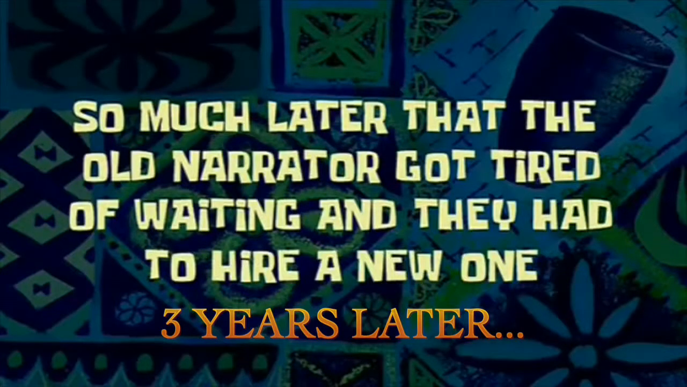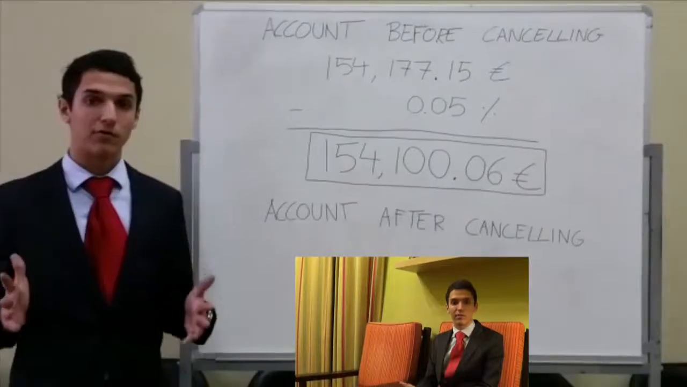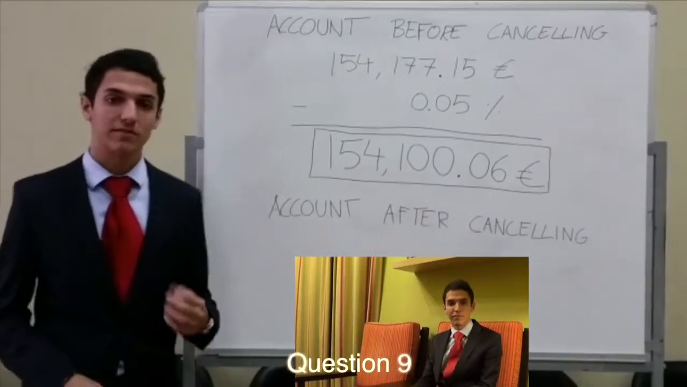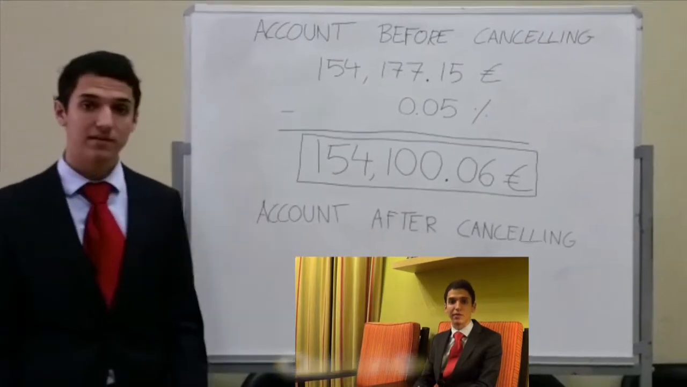So much later that the old narrator got tired of waiting and they had to hire a new. Tell me. So I've cleared up my mind. I think I'm gonna take away the money from this account because I want to buy a new house in Switzerland, so I need this money. Okay, but you have to know that this will result in a 0.05% penalty in the money that you have in the account. Yeah, well, now I'll leave you with my assistant and he will tell you all the details.